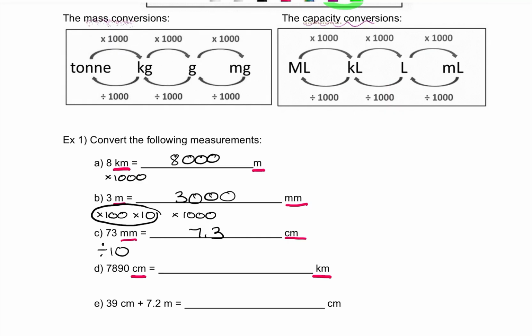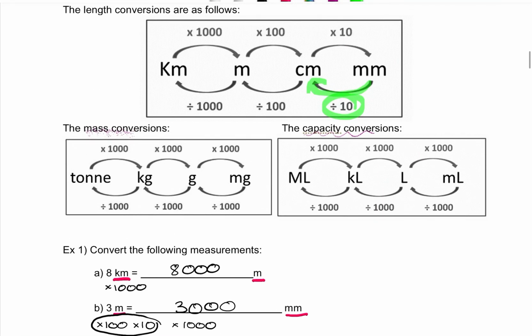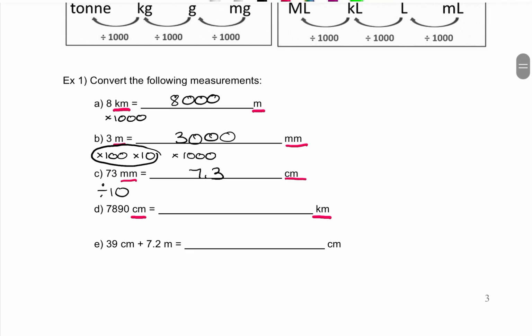Next, we're going from centimeters to kilometers. So looking at your chart above, starting at centimeters, we want to go to kilometers. So we have 2 steps in the division direction. We're dividing by 100 and we're dividing by 1,000. So divide by 100 and then divide by 1,000. So to put this in your calculator, you're just doing 7,890 divided by 100 equals divided by 1,000 equals. So go ahead and try that in your calculator.